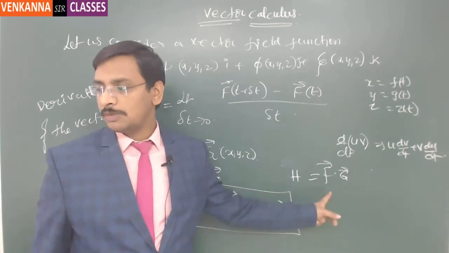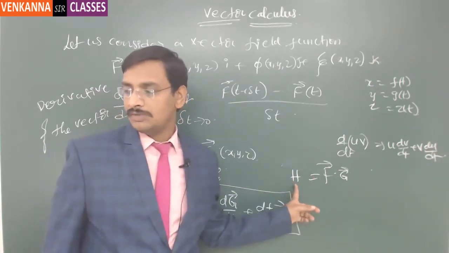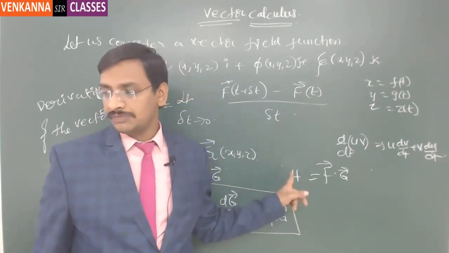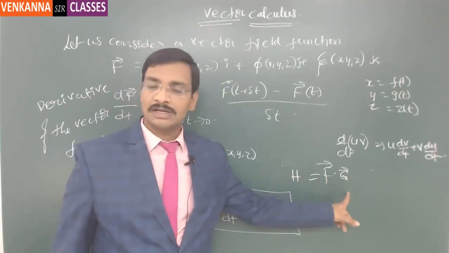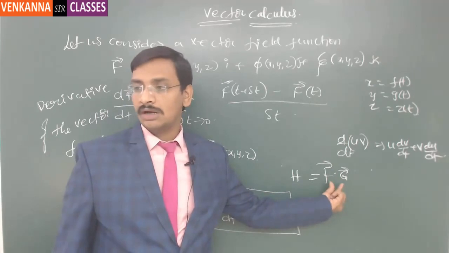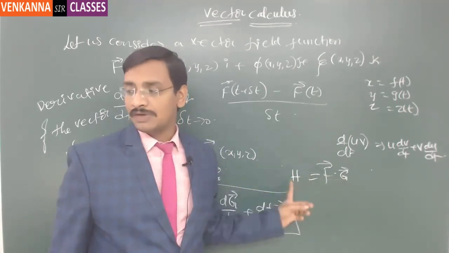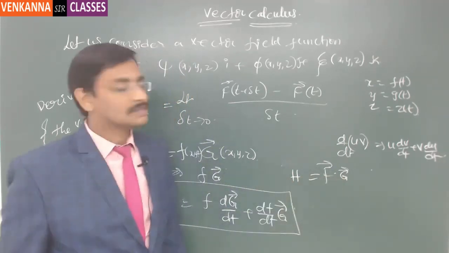So this dot product will result in a scalar value. This scalar is a function, not a constant. This is also a vector function, and this is a vector function. These two together, with the dot product, will make a scalar function. It is nothing but x, y, z.